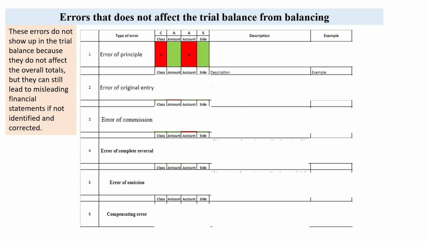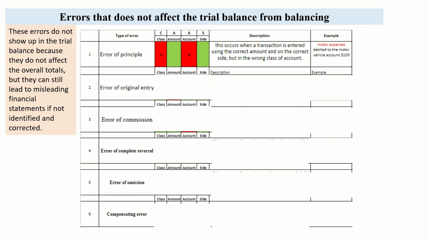Error of principle. This is when the transaction is entered in the wrong class and in the wrong account, but the correct amount and the correct side. An example would be motor expenses debited to motor vehicle account. So it's in the wrong class, expense and assets.